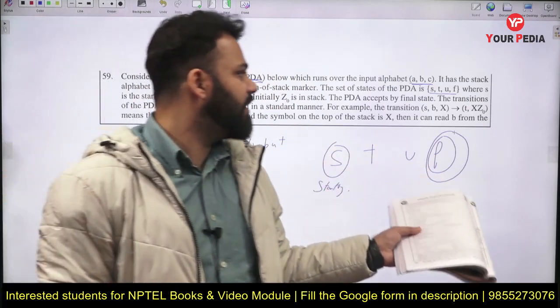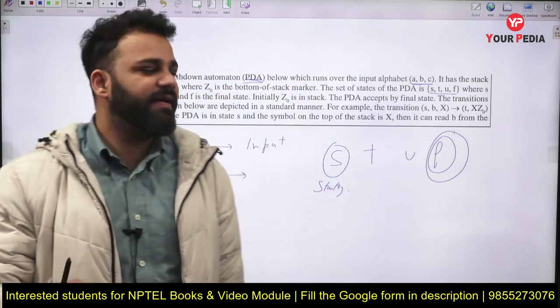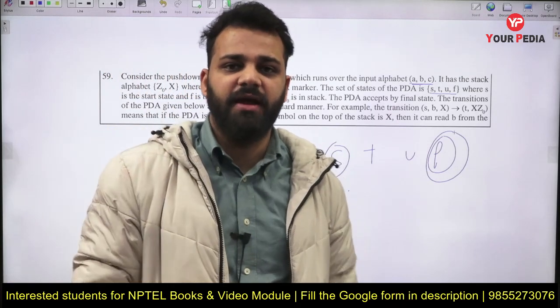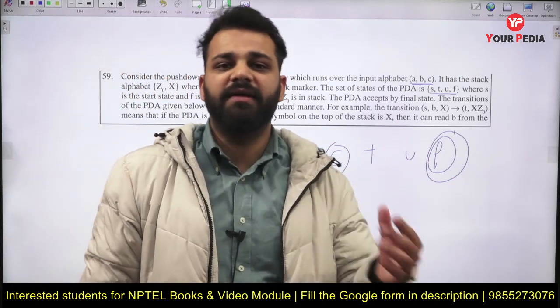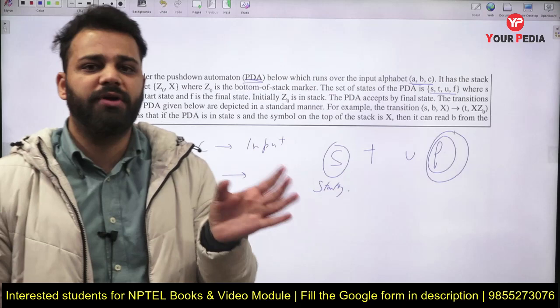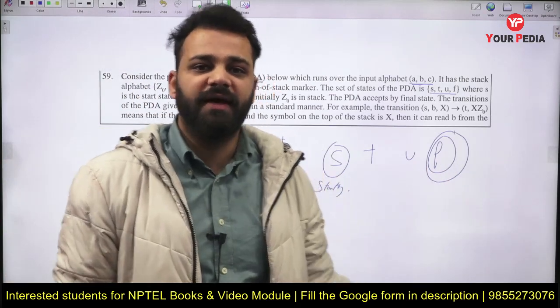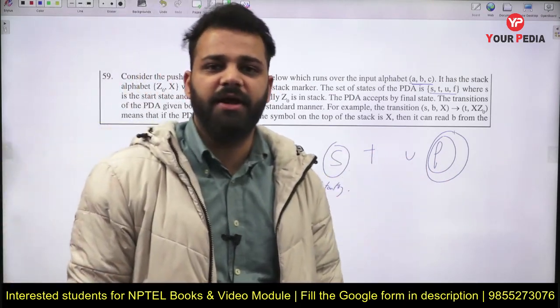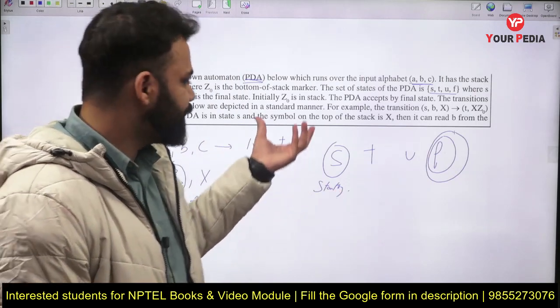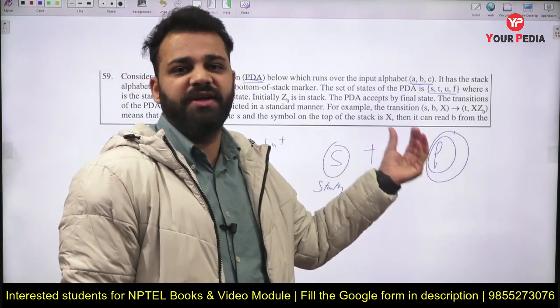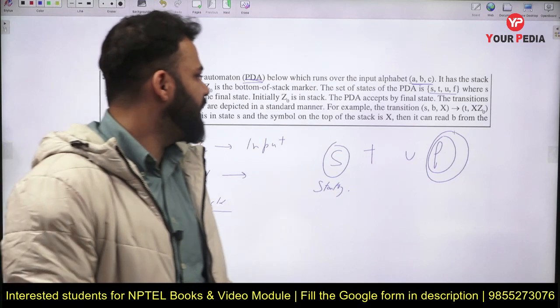So what it is telling us is that let's say that if you have inputted a string and you are at U state, then the string will not be accepted. But if you input a string and you reach final state, then the string will be accepted by the PDA, or you can say the string that belongs to the language which corresponds to this PDA will be accepted.